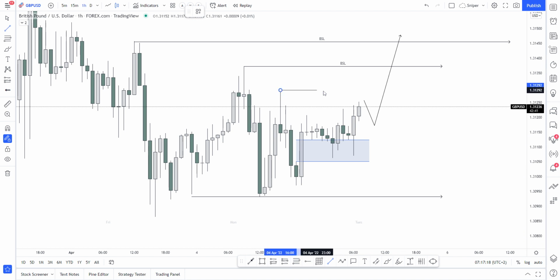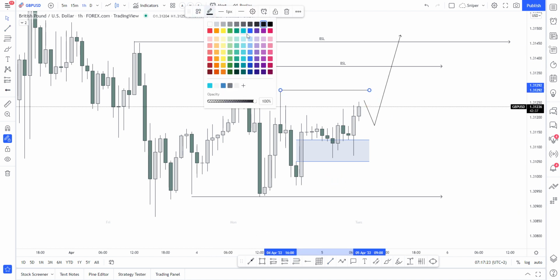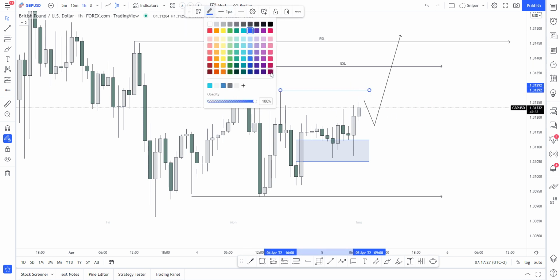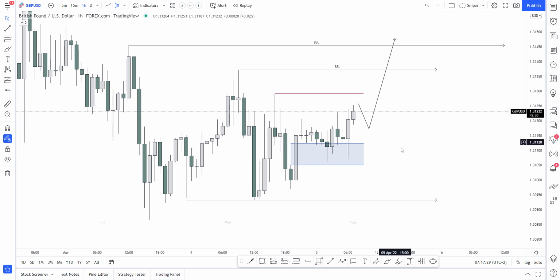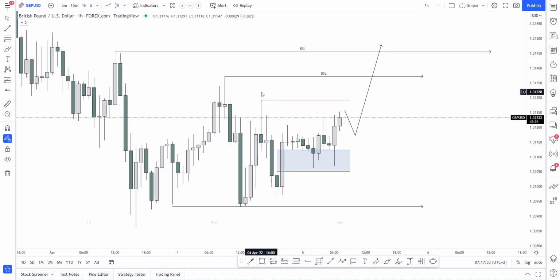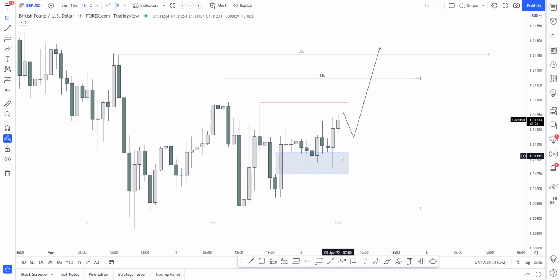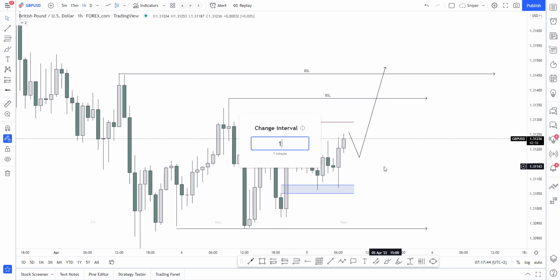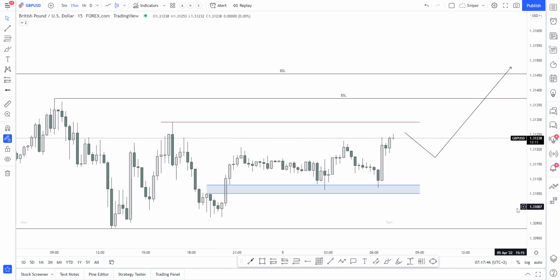Just noting that we have this high as well. If we see price run above this high, create some sort of reaction, then we could maybe see a pullback down lower as well. But I'm just noting this 1 hour high could be significant. So I just want to move this down towards those wicks, just to clean it up a bit. Let's go to the 15 minutes.